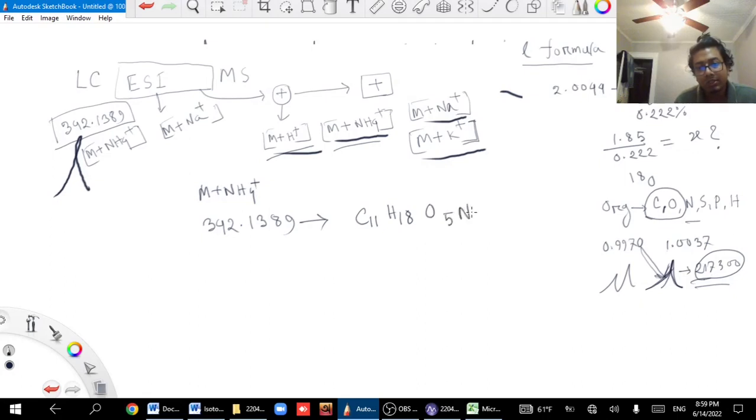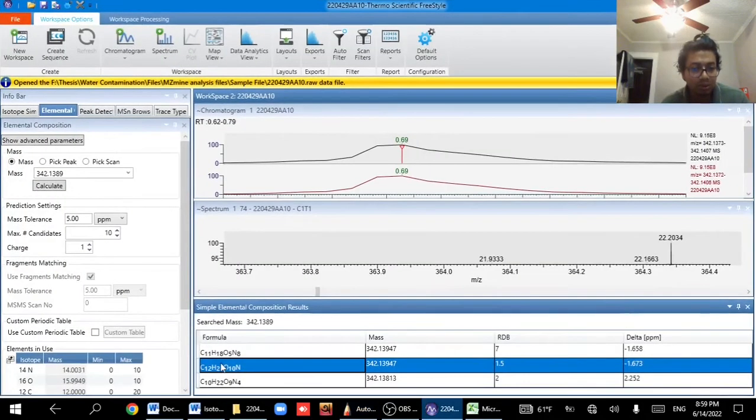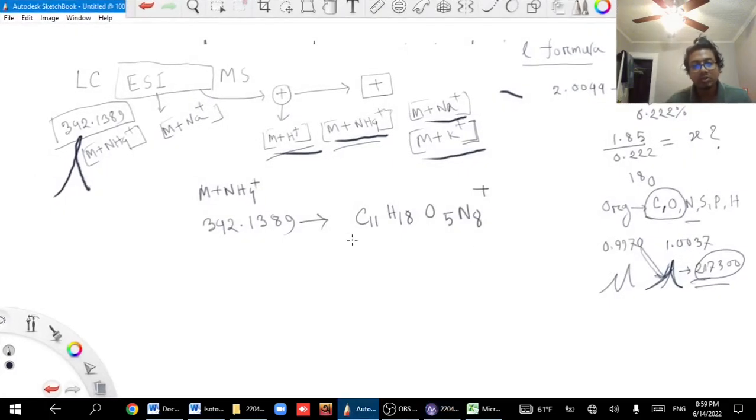C11H18O5N8. So remember, this is the charged particle. I need to make sure that it is good or not. C11H18O5N8. Okay, so this is good. So this is the charged particle here, and this is the peak of that.